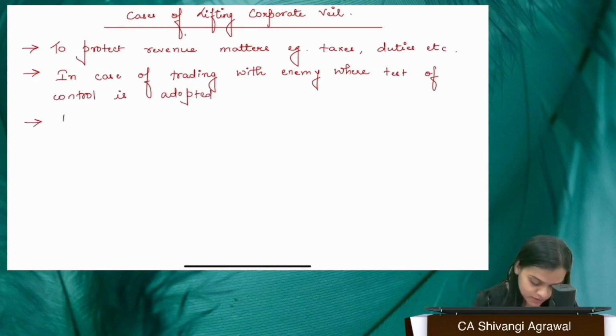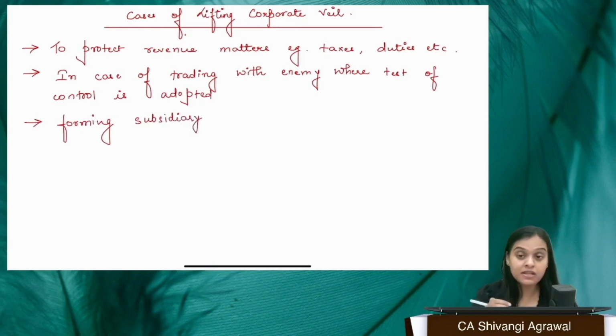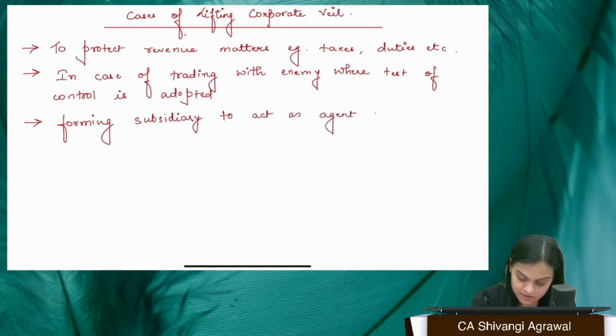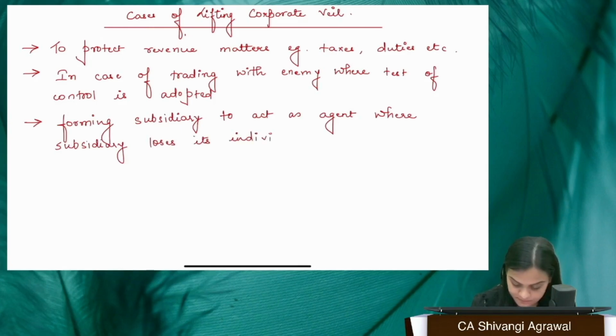Then the next one is where you want to form subsidiaries. Forming subsidiaries, but not a company where you are investing a lot of stake; you are forming a subsidiary to act as your agent. So here is such a case that the subsidiary loses its individuality in favor of its principal.